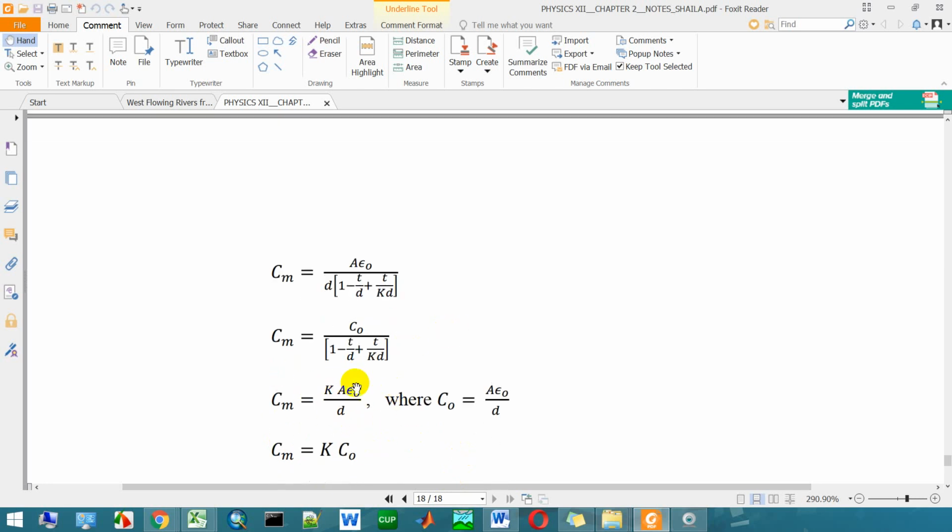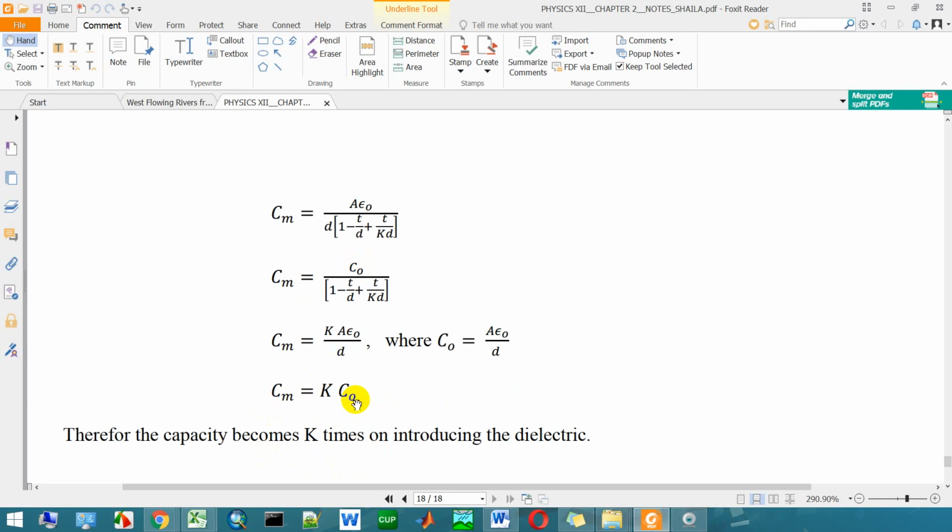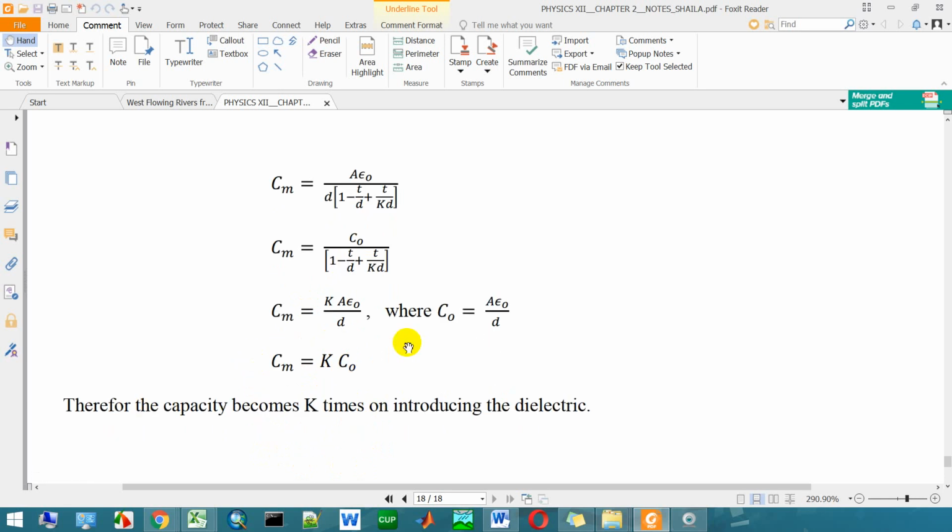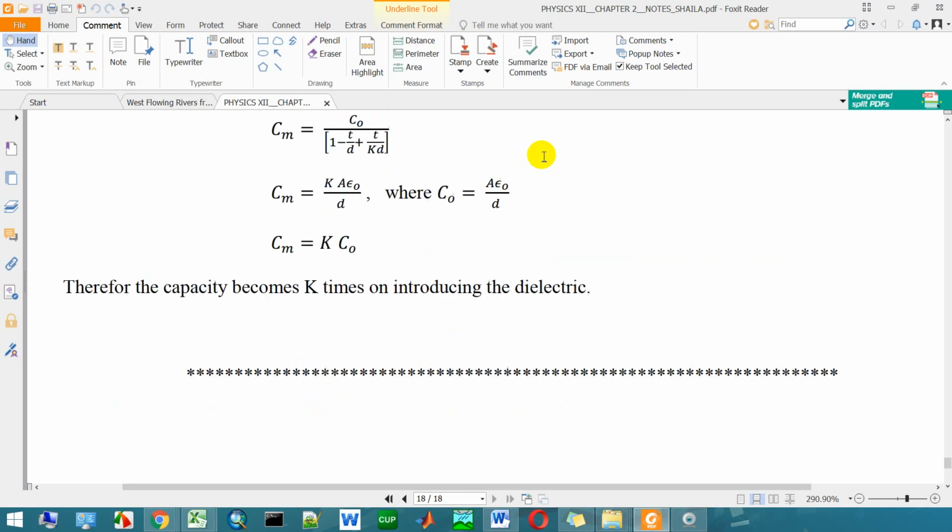On solving this, we get K. This K comes out here after taking the LCM and all, and it is K A epsilon naught by d. But A epsilon naught by d is C naught. So C becomes K times C naught. It's very, very important: the capacitance of a capacitor becomes K times on introducing the dielectric.